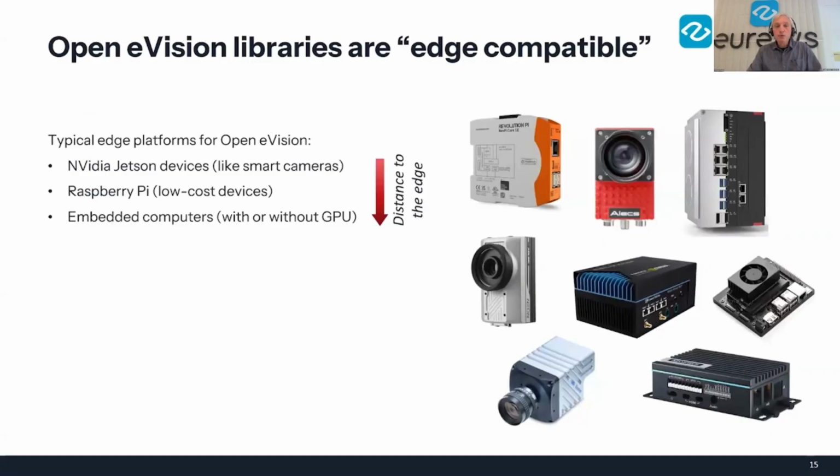So typically, you can use Open eVision on a very broad range of devices, ranging from everything based on NVIDIA Jetson devices. We have a lot of different cameras running on that kind of module. I see here a Bomber camera, for example. You can also run Open eVision on low-cost devices like the Raspberry Pi. Could be interesting to make a very cost-effective solution. And of course, Open eVision is running fine on our embedded industrial computer with a GPU.